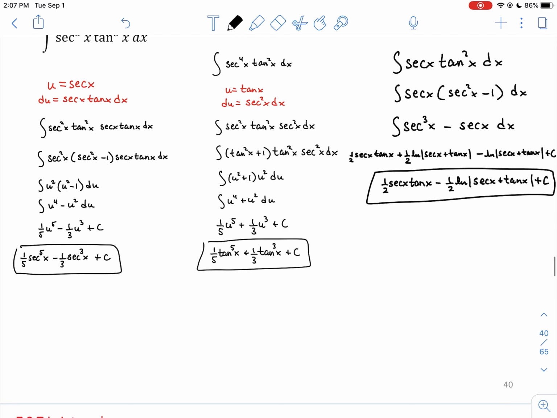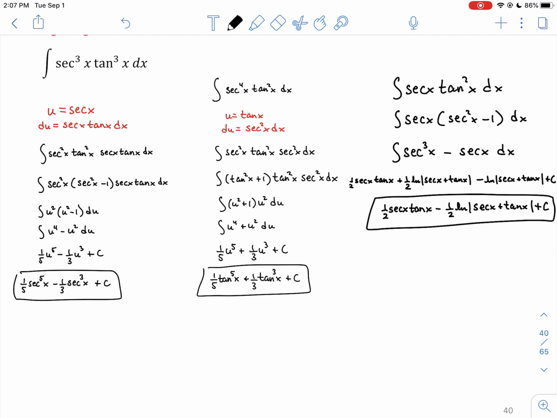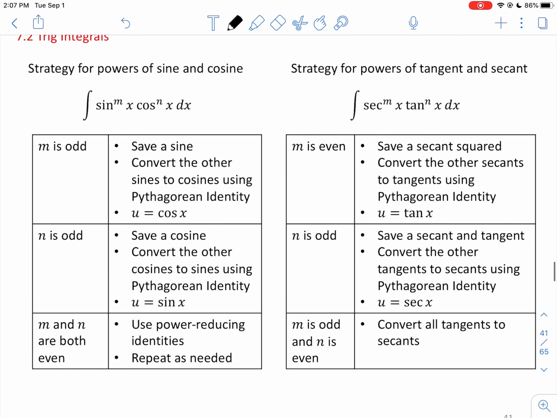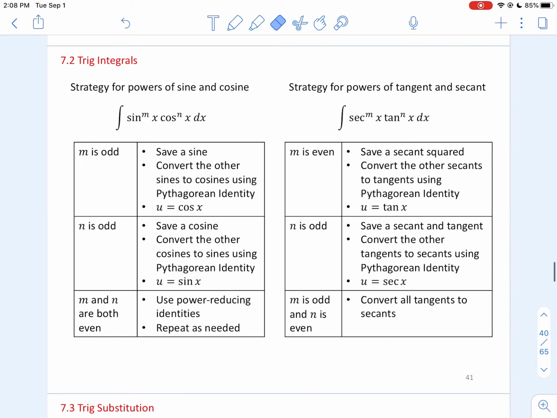These examples illustrate 3 different strategies, depending on what the powers on the secant and tangent were, which are summarized in this table on your last slide. If the power on the secant is even, then save a secant squared, convert the other secants to tangents using the Pythagorean identity, and then let u be tangent of x and go through the motions of that substitution. If the power on tangent is odd, then save a secant tangent, convert the other tangents to secants using the Pythagorean identity, and then let u be secant x and go through the motions of that substitution. If neither of those is true, in other words, if m is odd and n is even, then the strategy is to convert all the tangents to secants and then go from there.